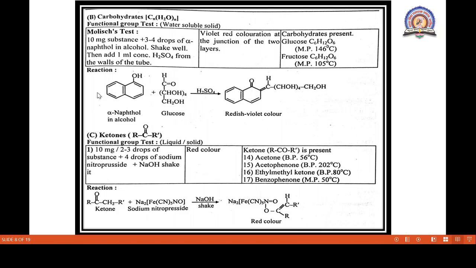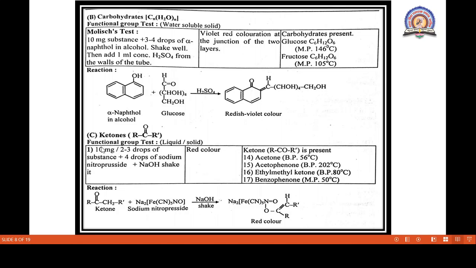Okay. So what reaction happens here? This is the alpha naphthol in alcohol. And then if glucose or fructose is there, here we take glucose, then we add H2SO4. So this compound is formed. Okay, so at this position the glucose gets attached and it shows the reddish violet color. So in this way the carbohydrates are determined.